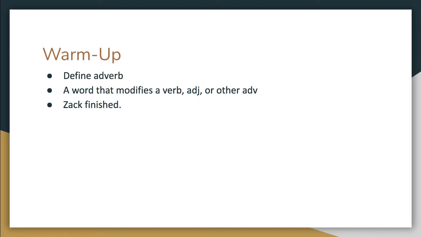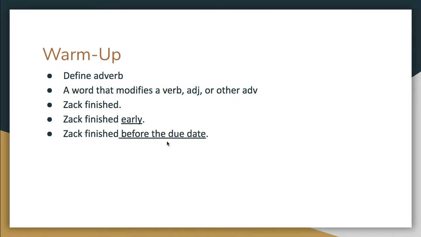So my first sentence is Zach finished. Okay? I've got a subject and a verb. It's a complete thought. So that's a sentence. My next sentence, Zach finished early. So now I've added an adverb. This describes when he finished. He finished early. Okay? Zach finished before the due date.